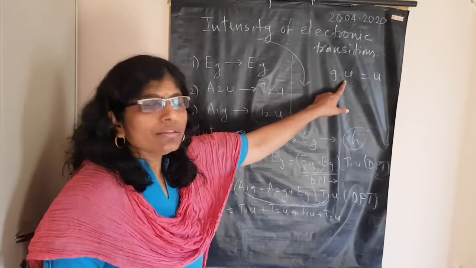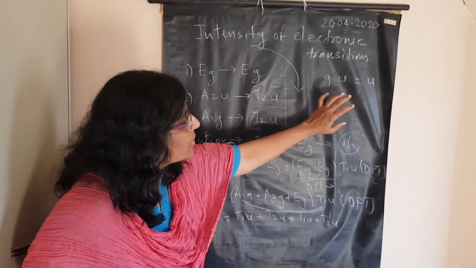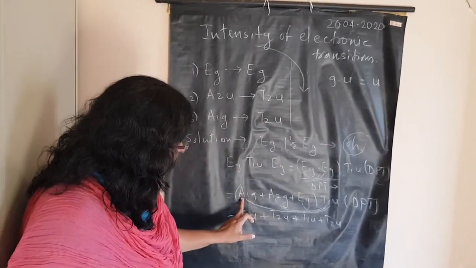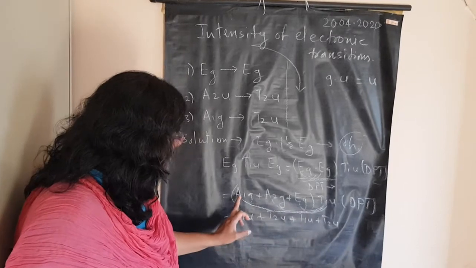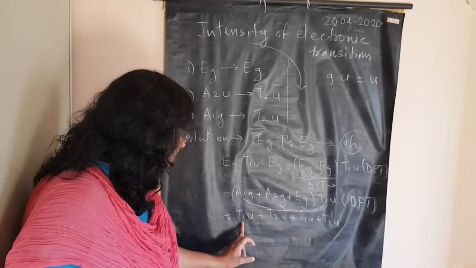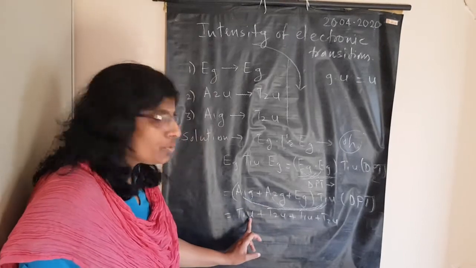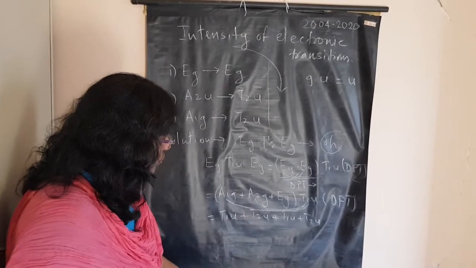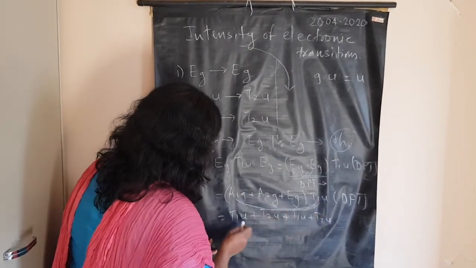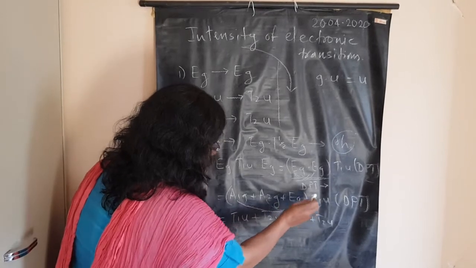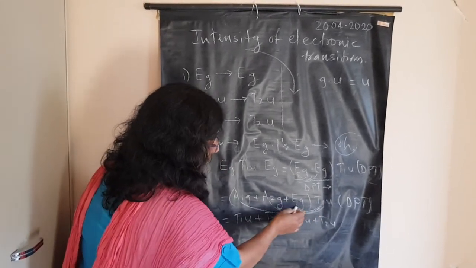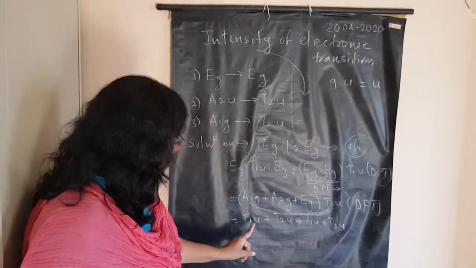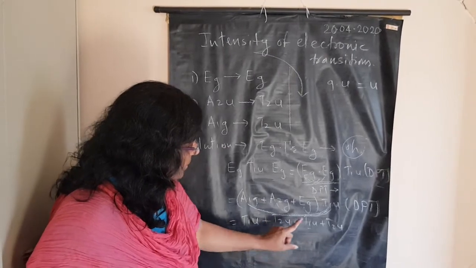Now g into u, again those pages will give you the answer: g into u comes u. Therefore, whenever I multiply A1g with T1u, it will be A1 into T1, which gives T1, and g into u ends up as u. So the product of all these terms, first A1g to T1u, then A2g to T1u, and Eg to T1u, and g into u gives u. The final answer will be T1u, T2u plus T1u plus T2u.